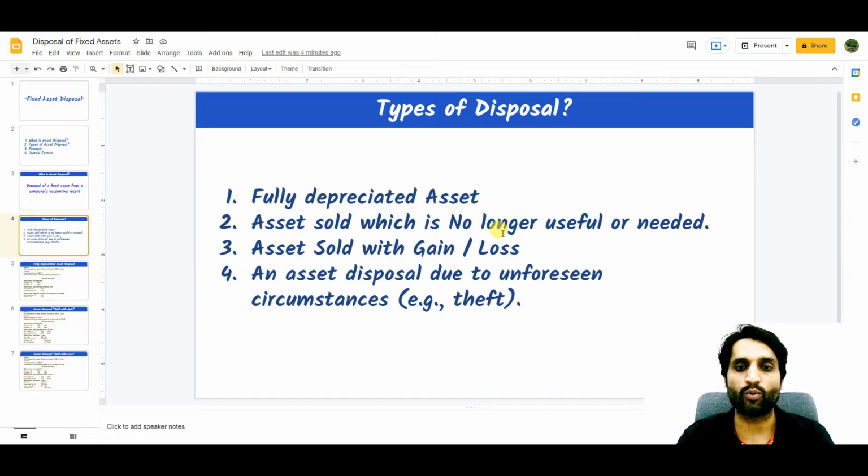The third is an asset sold with gain or loss. When we are disposing, sometimes we get a gain and sometimes we get a loss on that asset. Then there is asset disposal due to unforeseen circumstances. For example, the asset was stolen by someone, or the asset was broken. So we need to dispose of those assets and clear our accounting records of them. Let's move further and see the journal entries and examples of each method, and how we can deal with these types or circumstances of asset disposal.